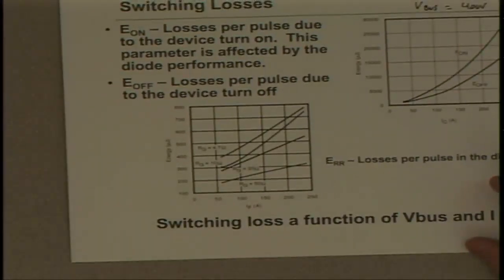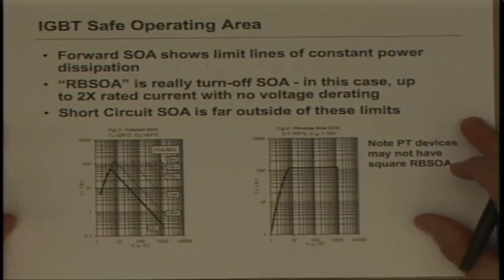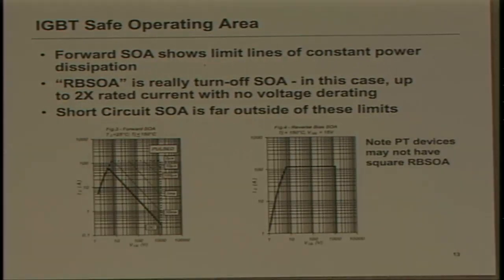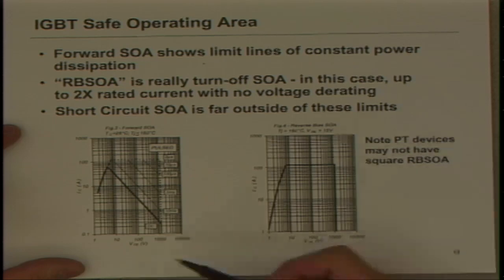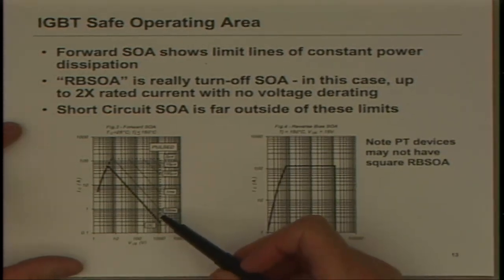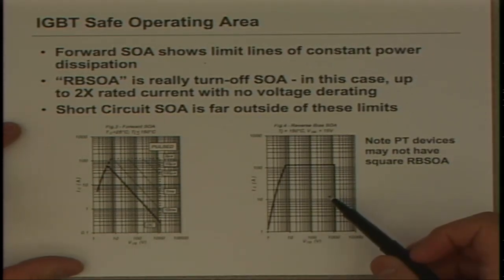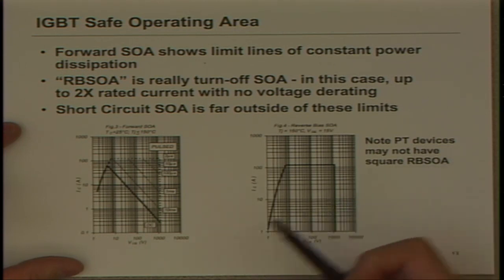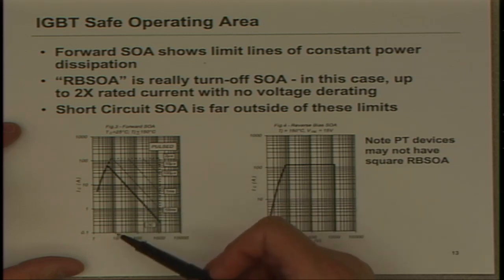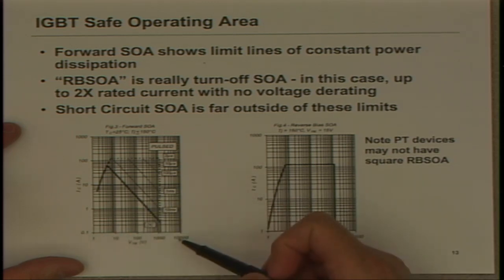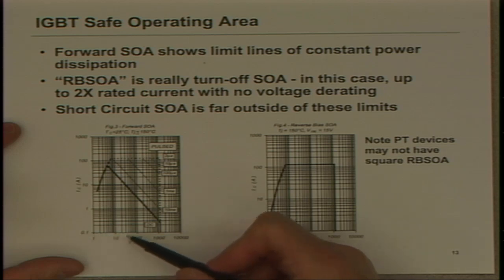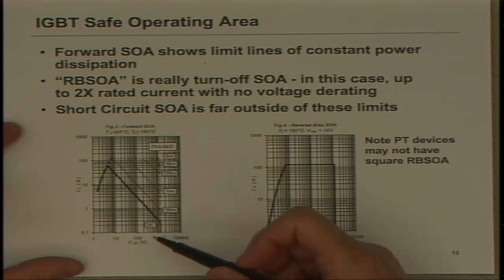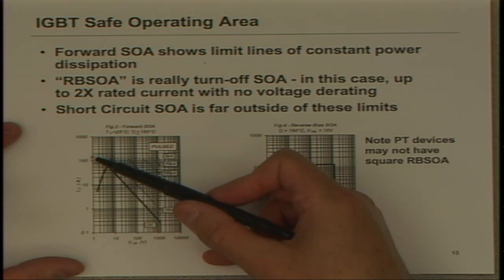So let's talk about safe operating area. There are two curves that are shown on a typical IGBT data sheet. One is called forward biased SOA, and the other is reverse SOA, which is also the switching safe operating area. So if you've never seen safe operating area before, we have the collector emitter voltage on the horizontal axis and collector current on the vertical axis.